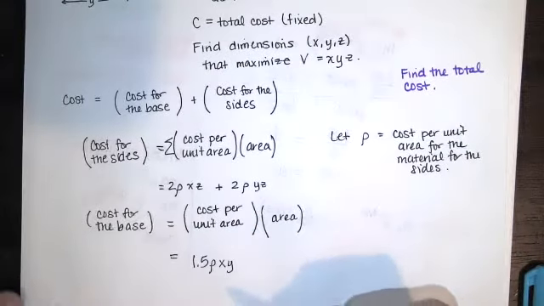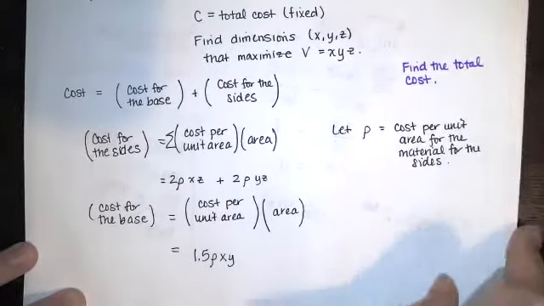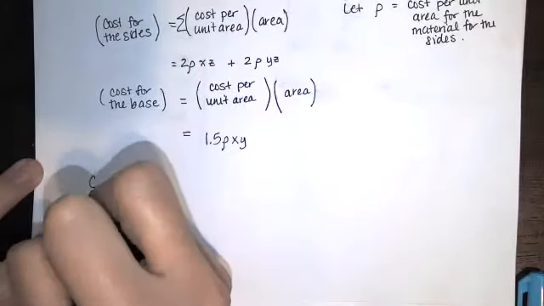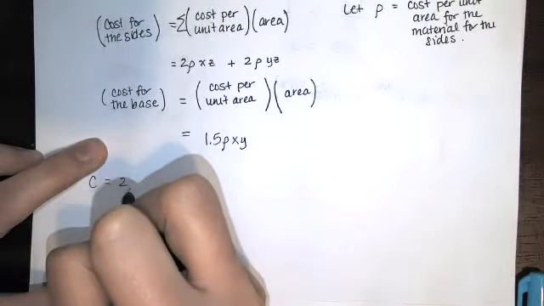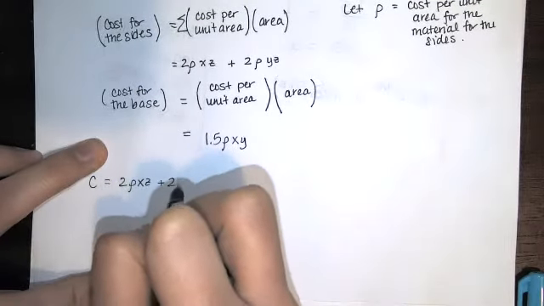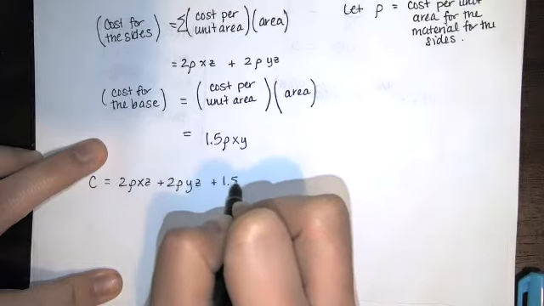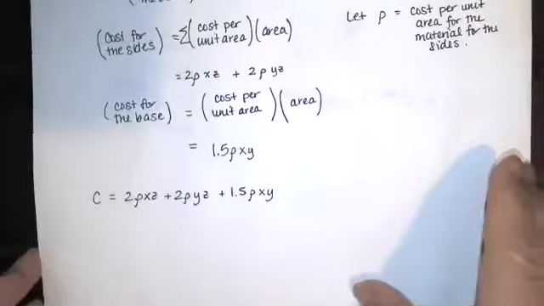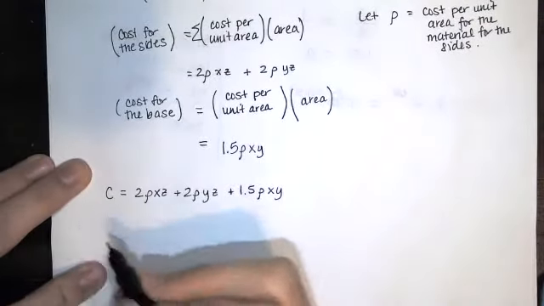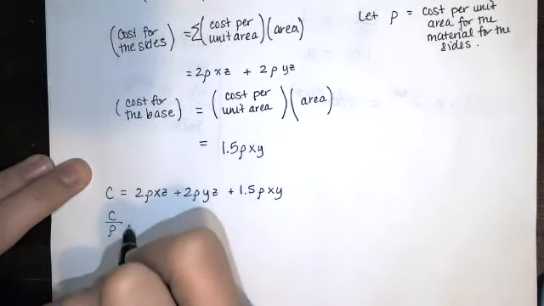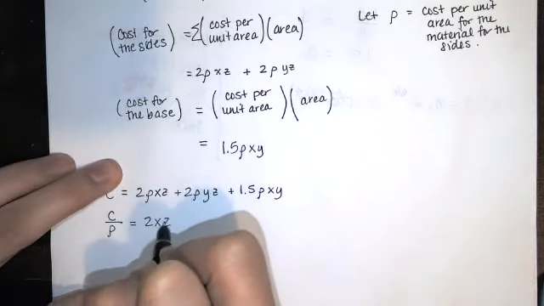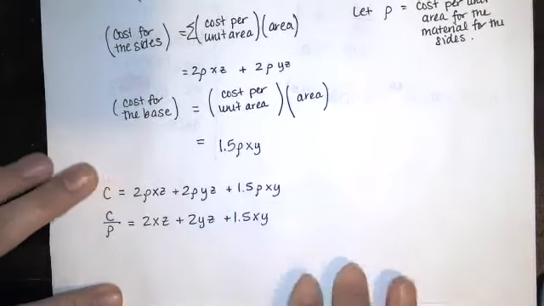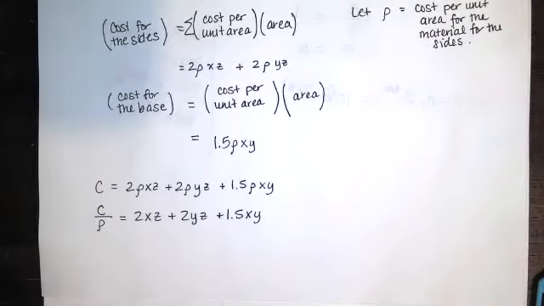And then the area of the base, well, the base has dimensions x and y, so that'll just be x times y. So the total cost is this cost plus this cost, and we're told that the total cost C is fixed. So we have C equals 2 times rho times x times z plus 2 times rho times y times z plus 1.5 times rho times x times y. And if you want to, you could divide everything by rho. So C over rho equals 2xz plus 2yz plus 1.5xy. So that is our constraint equation.